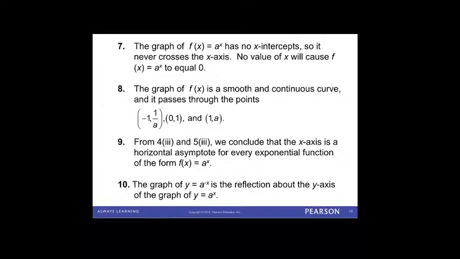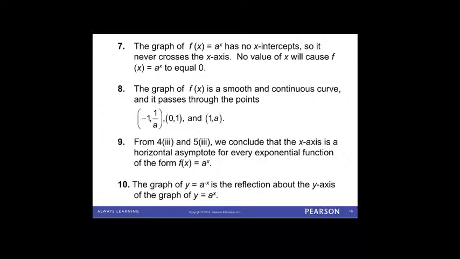From parts 4.3 and 5.3, we conclude that the x-axis is a horizontal asymptote for every exponential function of this form, right? So we kind of talked about that in the sense that for the exponential growth, as we go off to the left, it gets close to the x-axis but never crosses. For exponential decay, as we go off to the right, it gets close to the x-axis without crossing. And we talked about what a horizontal asymptote is, like a few minutes ago.